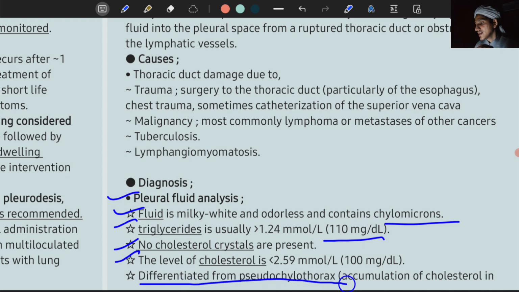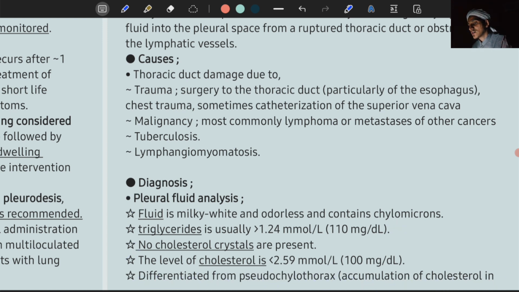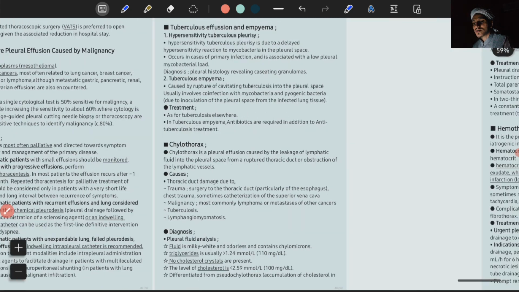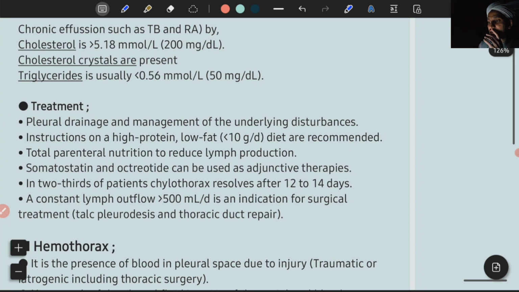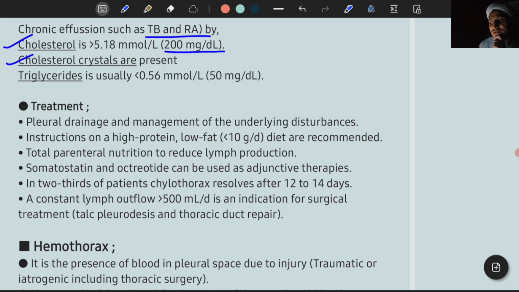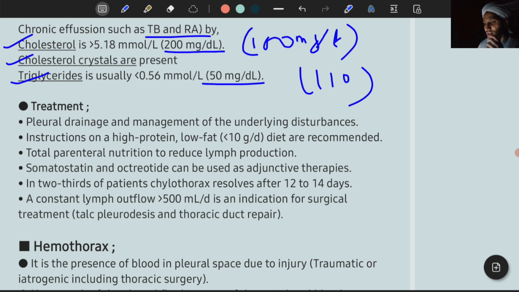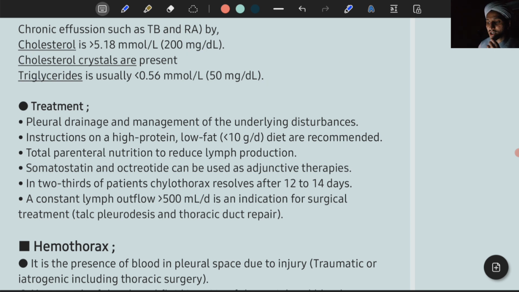Accumulation of cholesterol in any chronic effusion, like tuberculosis and rheumatoid arthritis, is known as pseudochylothorax. Here cholesterol will be high, more than 200 milligram per deciliter, cholesterol crystals will be present, and triglycerides will be less than 50. In true chylothorax the triglyceride cutoff is 110, cholesterol is less than 100, and cholesterol crystals are absent. That is how you differentiate between true chylothorax and pseudochylothorax.